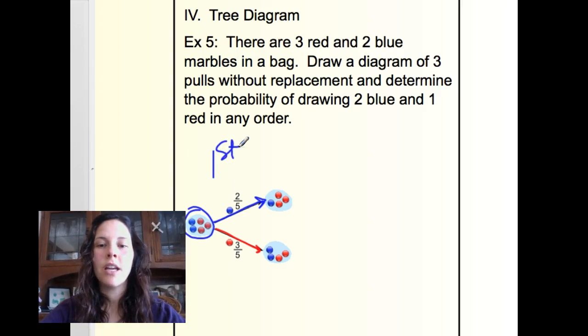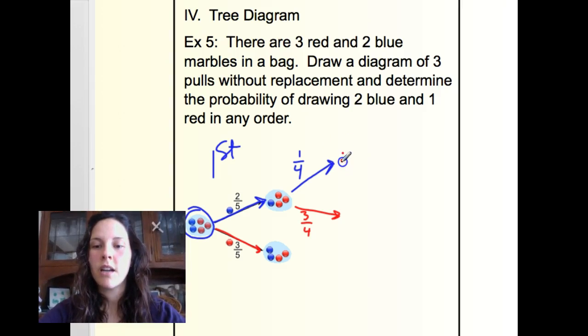Our second pull, if we draw another blue, that would be a 1 out of 4 chance. So you can tell that this is dependent probability. We're not replacing it. There's only 4 marbles left in the bag, only one of which is blue. And then the probability that our second pull is red would be 3 out of 4. Okay, so if we pulled a blue marble, there would be 3 red marbles left. And if we pulled a red marble, there would be 2 red marbles left and 1 blue one.